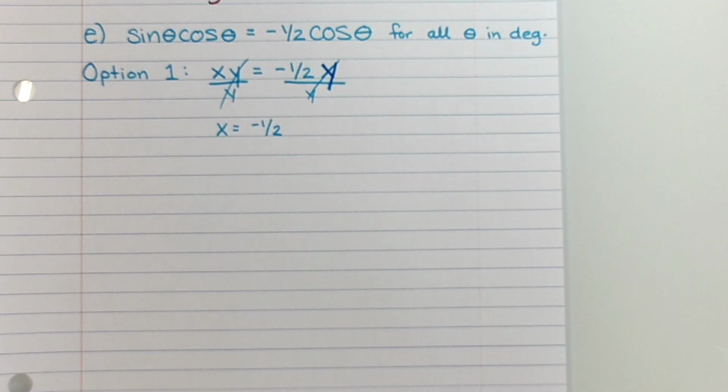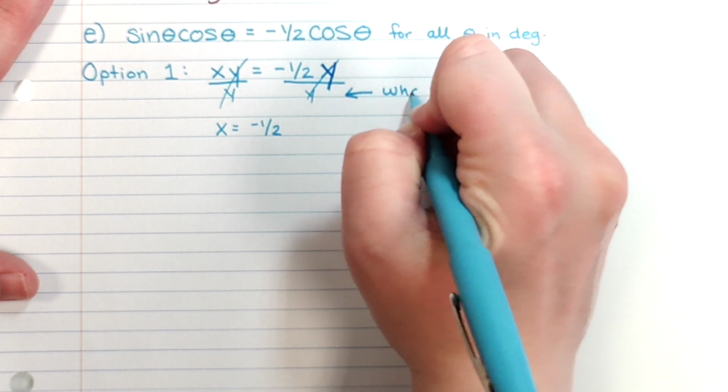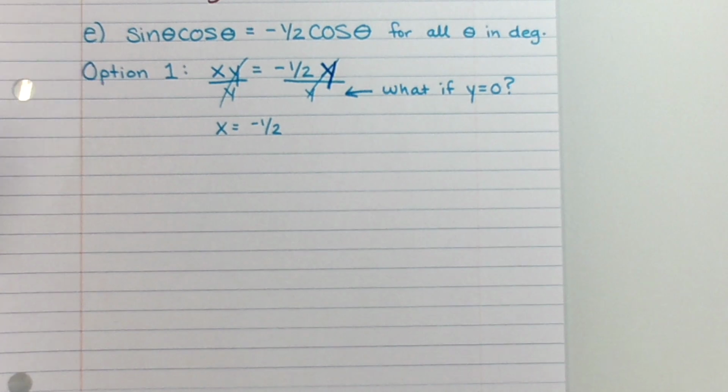Because instinctively, you guys have been taught divide things off if you see it on both sides. The only problem with that is, what if y is equal to 0? If y is equal to 0, you can't divide by it. Dividing by 0 is undefined. But you have to be careful of this method.